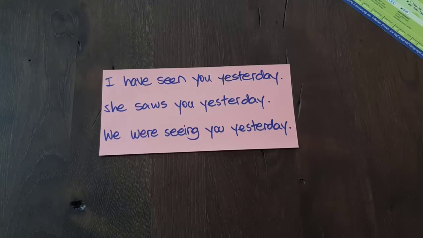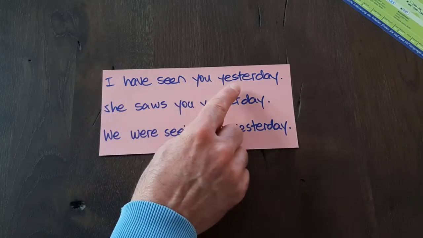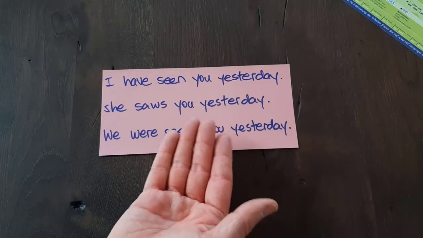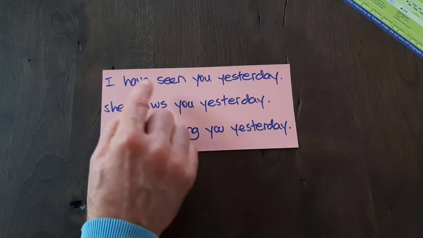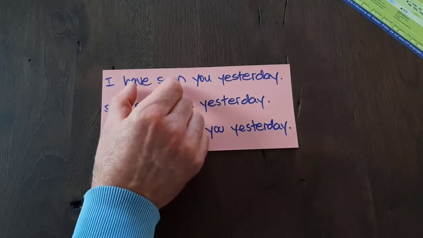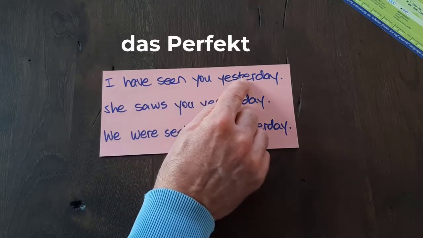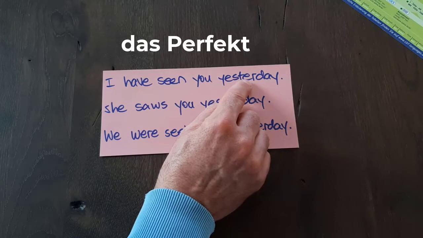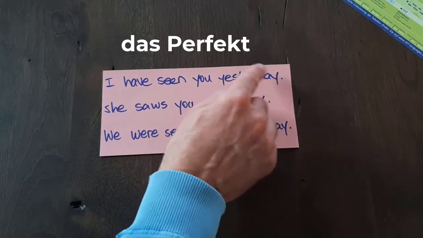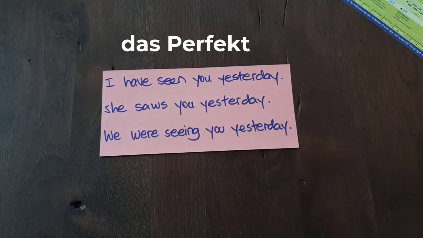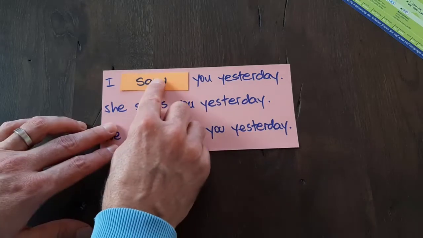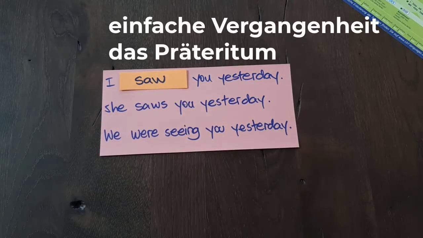So here are 3 classic mistakes that we hear in class quite often. The top one, I have seen you yesterday. It sounds good from German. Ich habe dich gestern gesehen, habe gesehen. But this is called present perfect, and you don't use this when you talk about yesterday, okay? We have these key words, these signal words coming later in the video. What we need, of course, is I saw you yesterday.